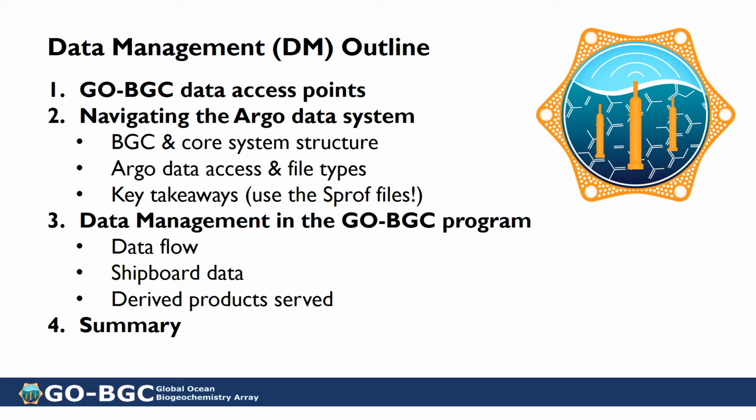Okay, a brief outline here. I'd like to start by identifying the key data access points for users for GO-BGC data. And then we'll discuss navigating the Argo data system, as all GO-BGC floats are Argo floats. We'll talk a bit about the BGC and core system structure within Argo, data access and file types, and key takeaways, including directing you to the use of the synthetic profile files or SProfile files within Argo. That will be your best bet for BGC data access within the Argo system.